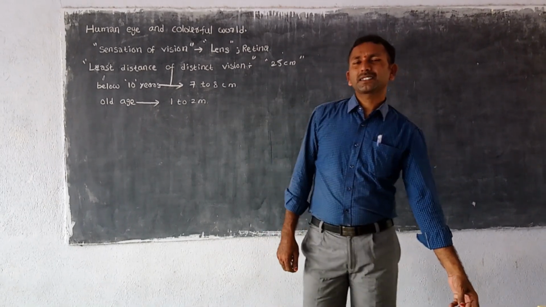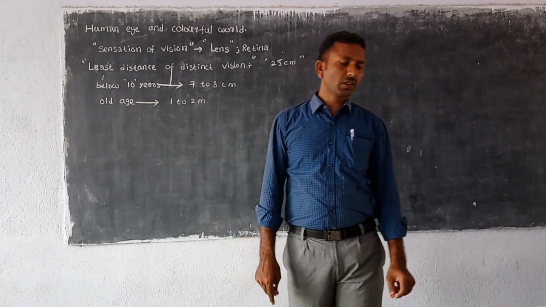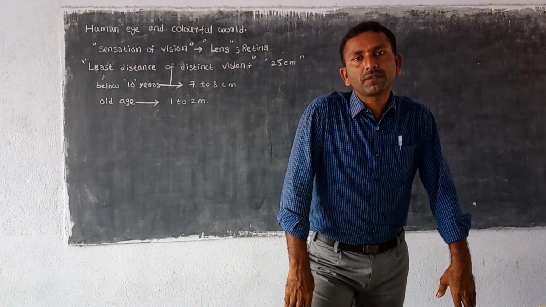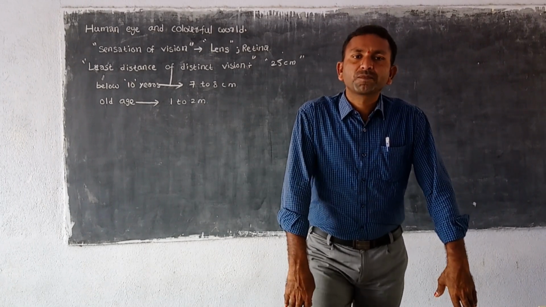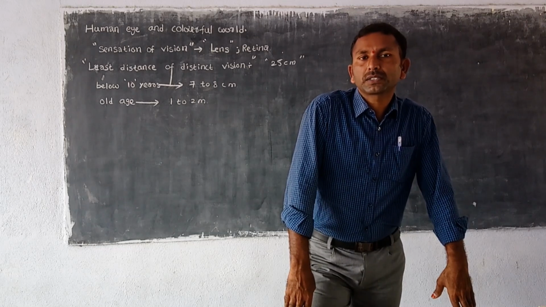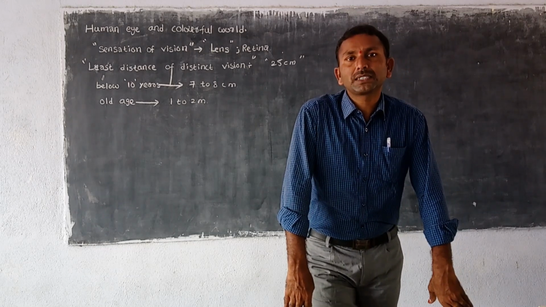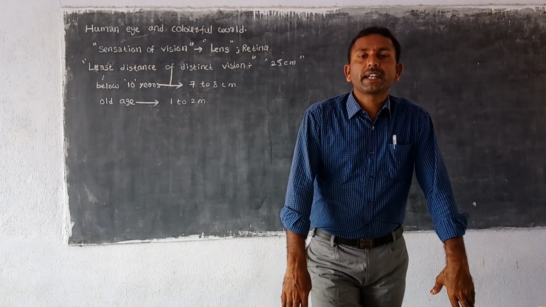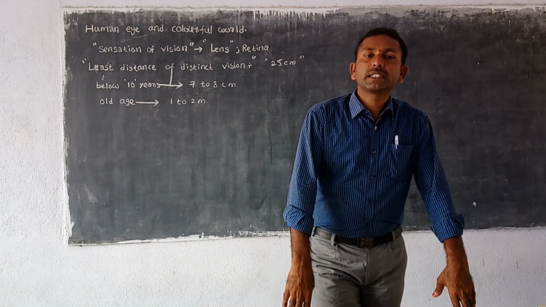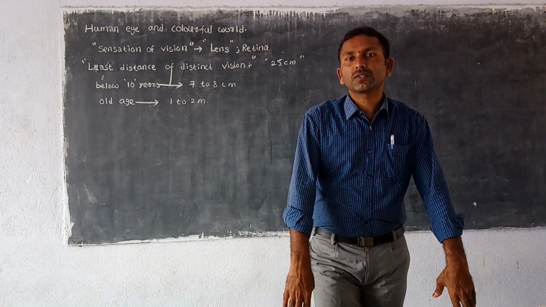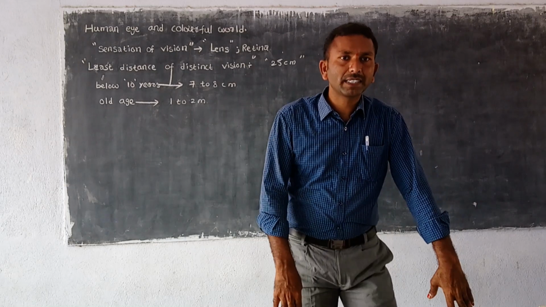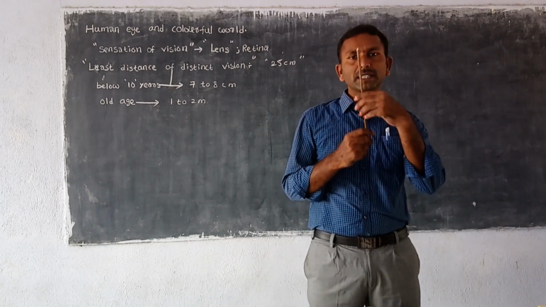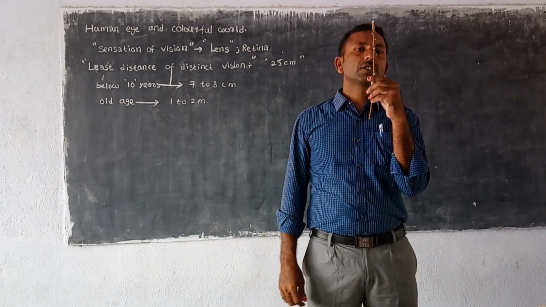So, what is the least distance of distinct vision? 25 centimeters. We know about the least distance of distinct vision. It is variable from person to person. For younger people below 10 years of age, the least distance of distinct vision is 7 to 8 centimeters. For older people, it increases to 1 to 2 meters, and we can observe this. But here, at the least distance of distinct vision, by keeping this object here, we are not able to see.